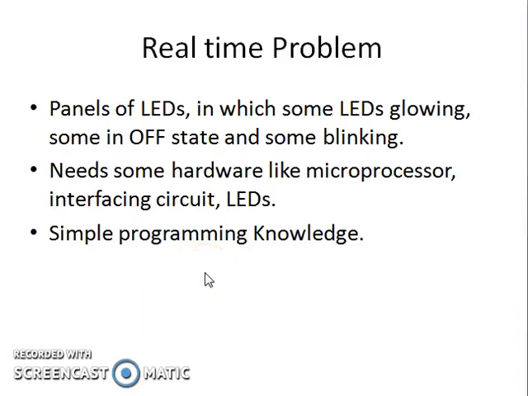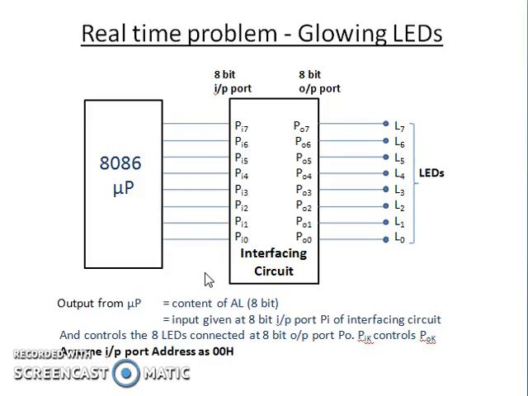Now let me explain the scenario for this glowing LEDs problem. For this we need one 8086 microprocessor, one interfacing circuit, and the LEDs. For the time being, you need not know what this interfacing circuit consists of, what its internal circuit is, and how it works. At this stage, it is sufficient to know that this interfacing circuit consists of one 8-bit input port named PI, whose 8 input lines are PI0 to PI7. It also consists of one 8-bit output port named PO, whose 8 output lines are PO0 to PO7, to which these LEDs are connected.